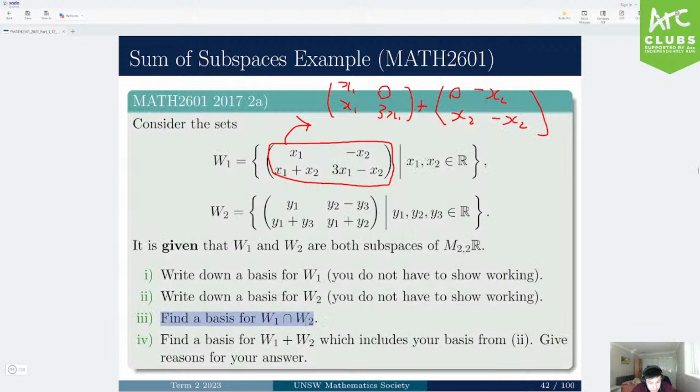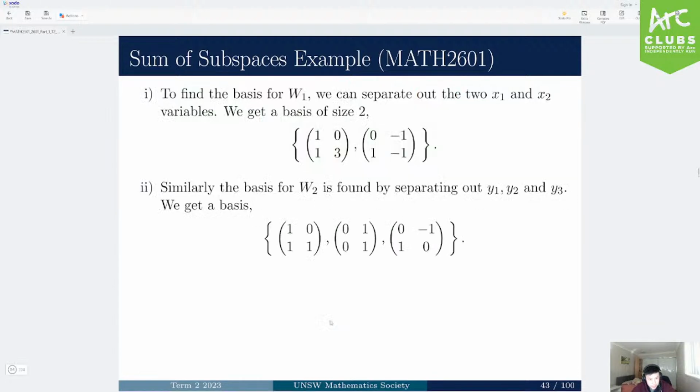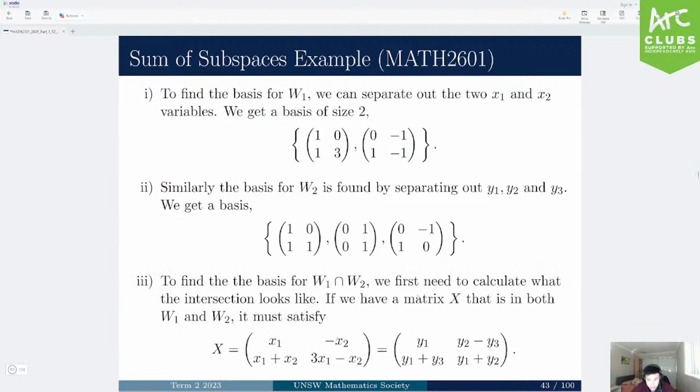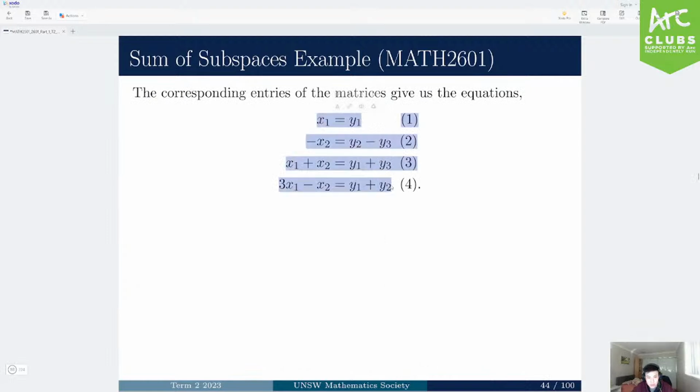Part 3 was to find a basis for the intersection of W1 and W2. Now, to solve for the intersection, we need to find a matrix X that is both in W1 and W2. And hence we must find a matrix that satisfies this equation here. If we equate the corresponding entries, x1 equals y1, minus x2 is y2, minus y3, and so on, we get this expression here. And we essentially have to solve this equation.